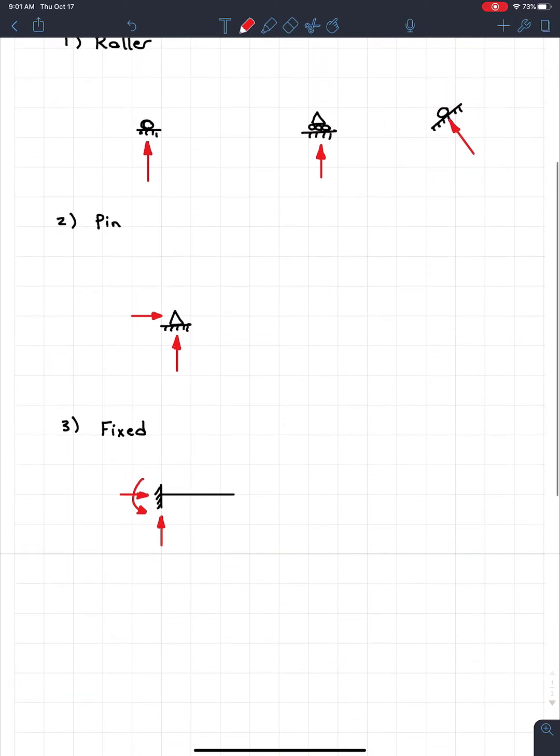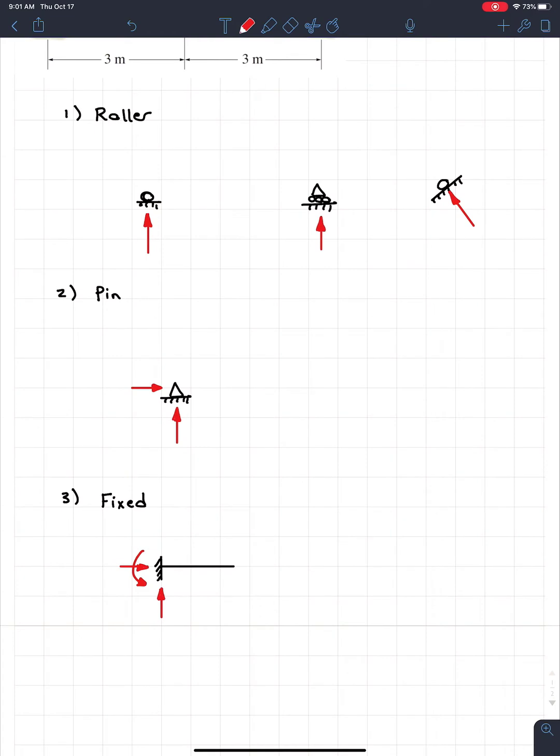Now, if we look up here, out of all our combinations, we remember that we can only solve the number of equilibrium equations we have. So if we have three equilibrium equations, sum of the forces in x, sum of the forces in y, and sum of the moments equals 0, we realize there's only a certain amount we can do. For example, we can solve 3. So if I had a roller and a pin, that'd be 3 unknowns, we can solve that. If I had just one fixed end, 3 unknowns, I can solve that. But if you're given a question with a fixed end and a roller, you won't be able to solve that because we'll have 4 unknowns, only 3 equations.